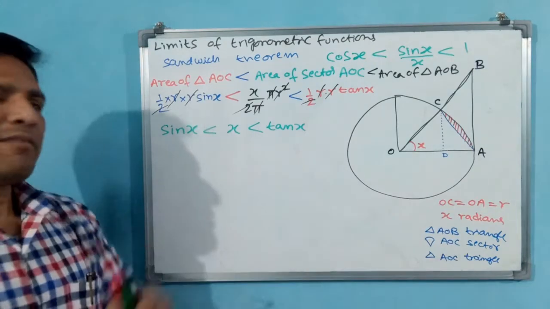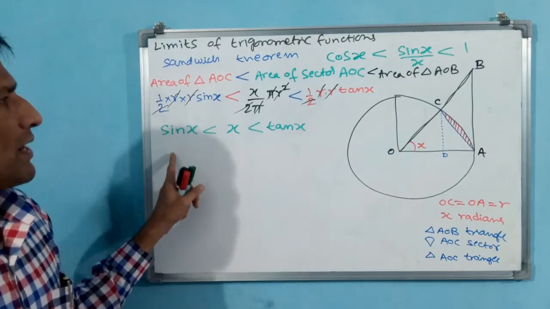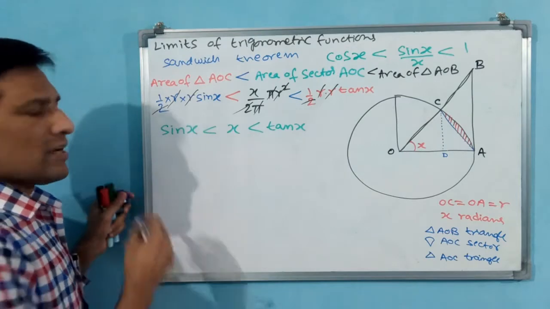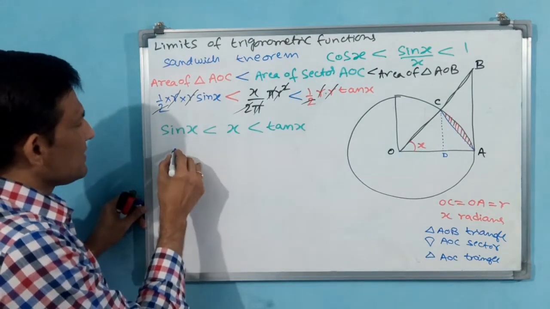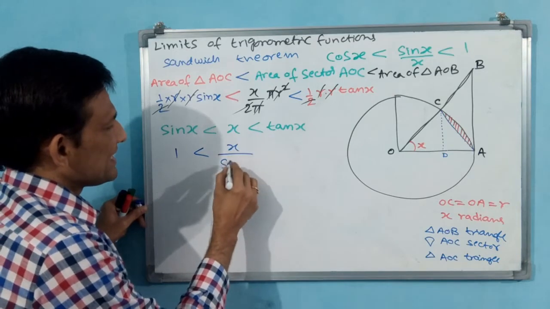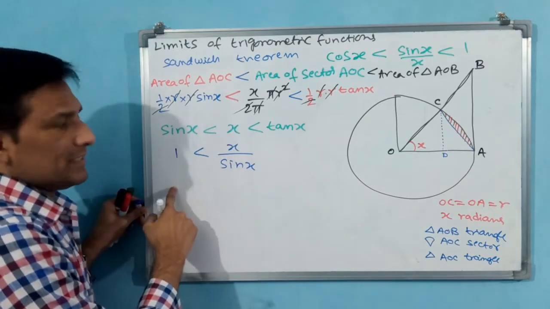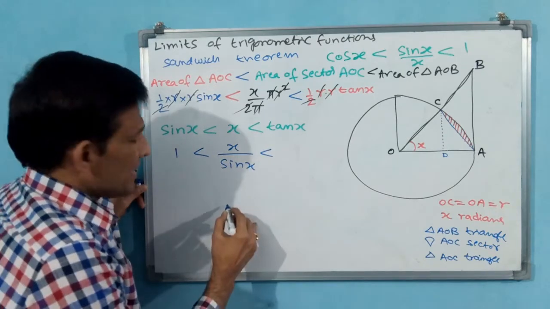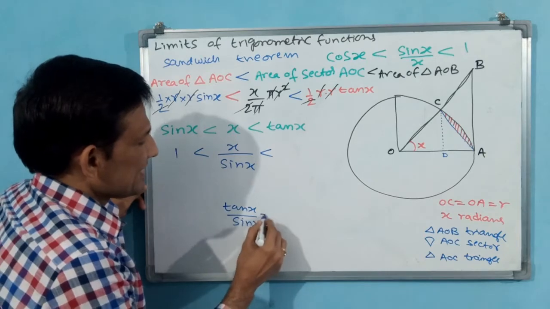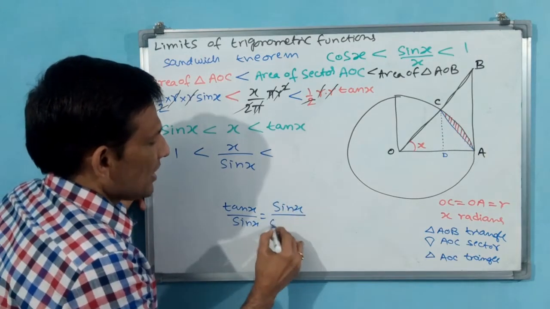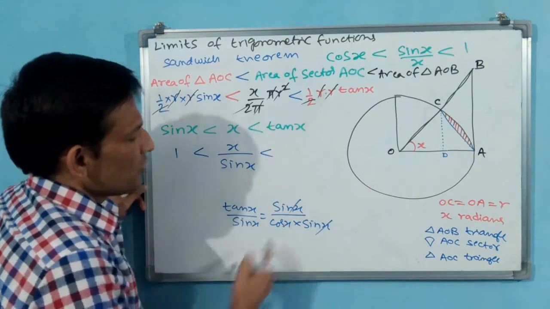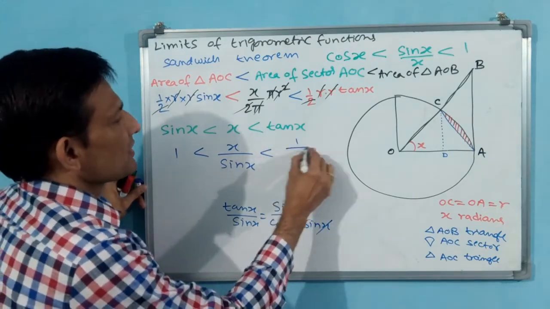Now what am I going to do? I am going to divide again with sin x. Why? Because see, on one side I want 1. Afterwards I will reciprocate it. Okay. Divided by sin x. Sin x by sin x is 1, less than x by sin x, less than tan x by sin x. You see tan x is equal to sin x by cos x, and already sin x is there. Sin x divided by sin x gives 1 by cos x. Write down 1 by cos x.